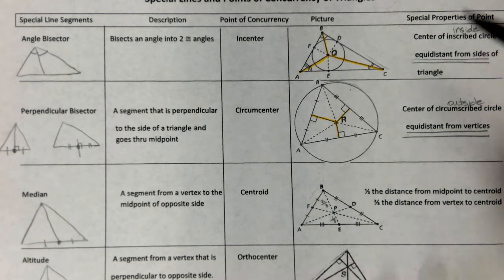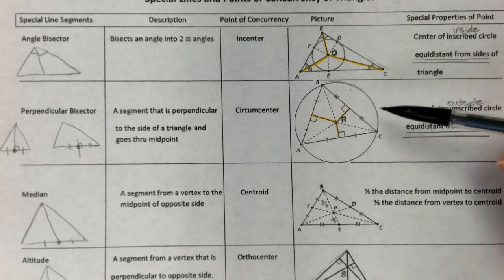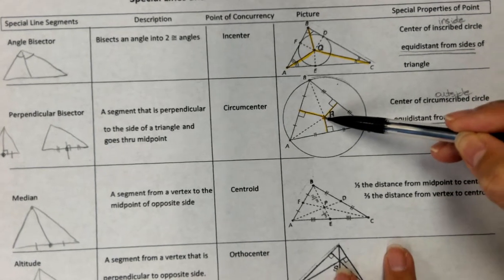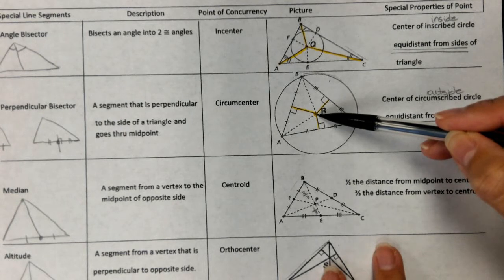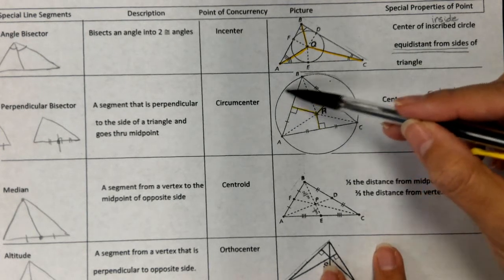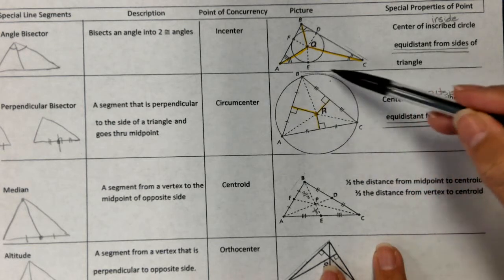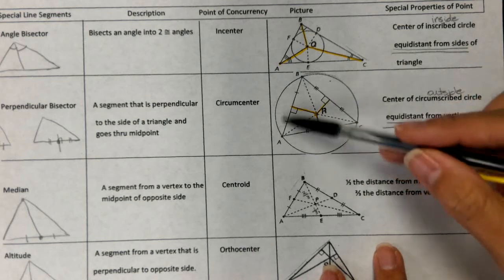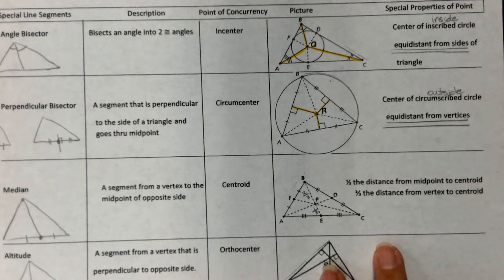Now, its point of concurrency is called the circumcenter. So here it is right here. Now notice on this one, guys, the center of a circumscribed circle. So the circle is now on the outside of the triangle. Do you see the difference in these two? This is on the outside of the circle, and it is equal distance from the vertices.